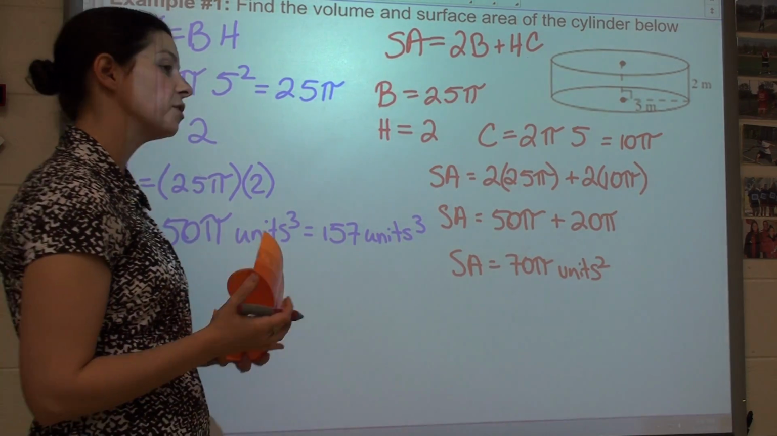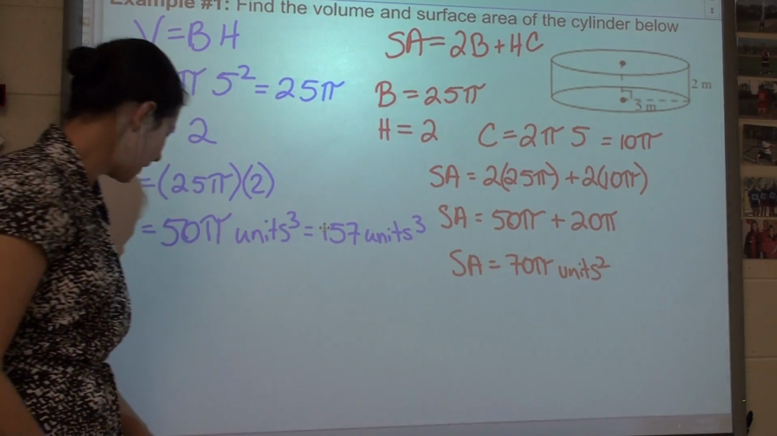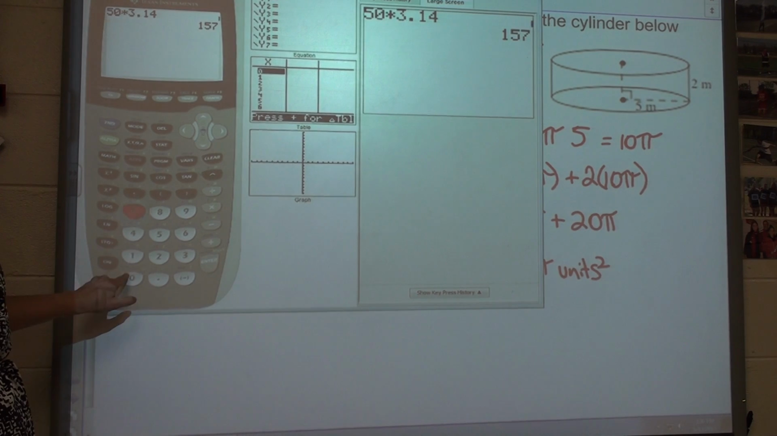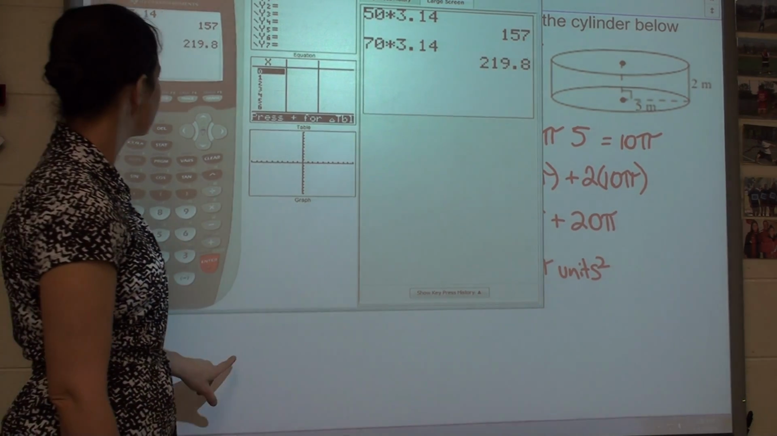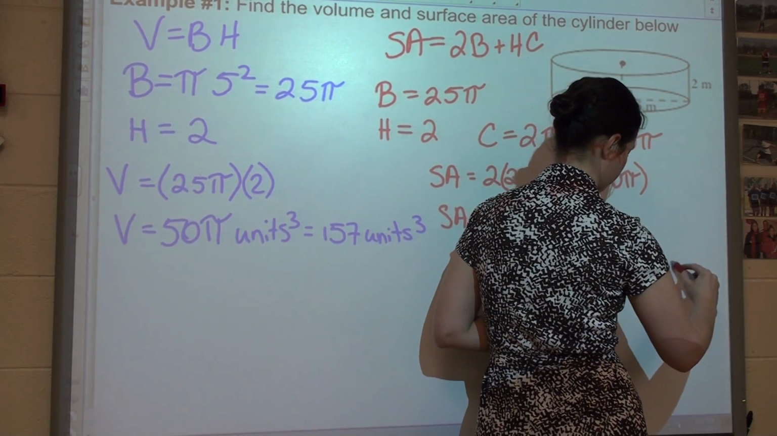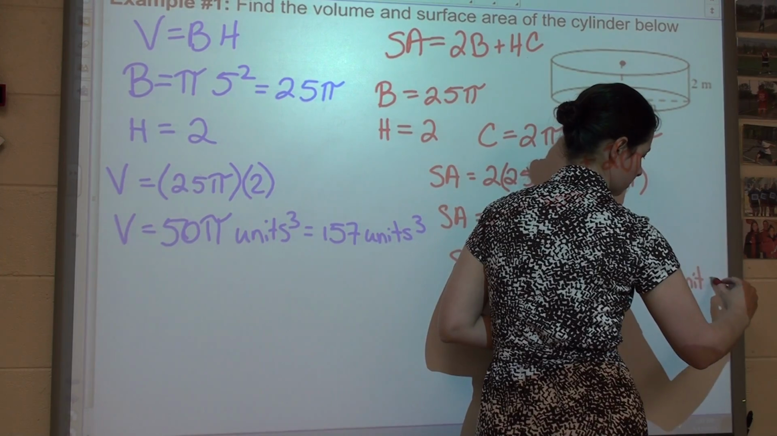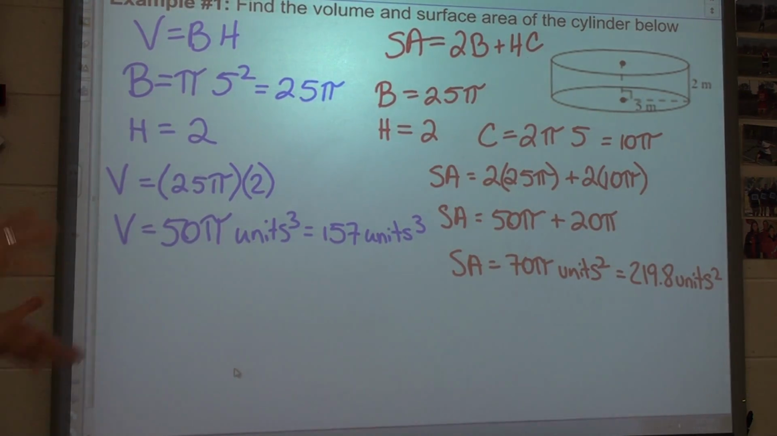Now, again, if you'd rather leave your answers in decimal form, we've got 70 times 3.14, which gives me 219.8. Excellent. So again, volume, area of your base times your height. Surface area, it's 2 of your bases plus your height of your cylinder times the circumference of the base.